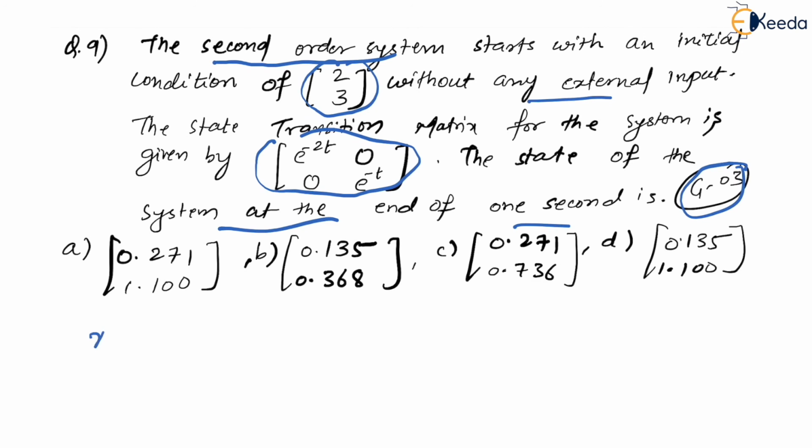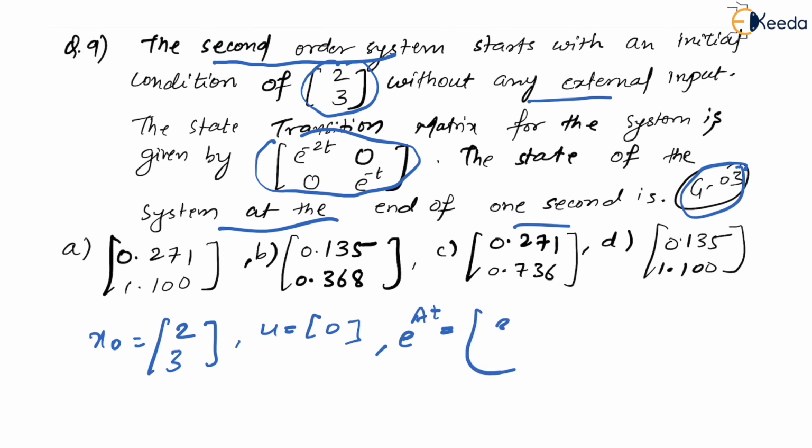Basically, what do you have here? You got x0, which is nothing but 2 3. What is u? Input is 0, they have given, right? Now, they have given you e to the power At, which is equal to e to the power minus 2t 0 0 e to the power minus t. Is that correct? Yes. Now, how do you find x of t then? The x of t formula, we know it is equal to e to the power At into x of 0.